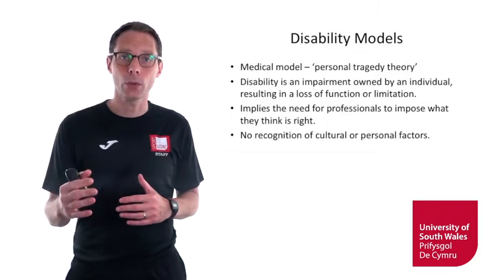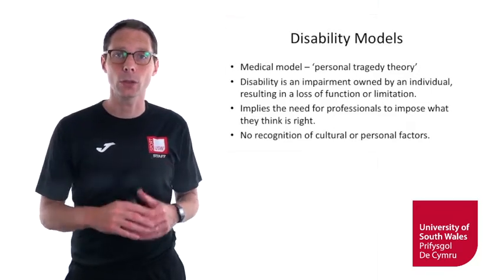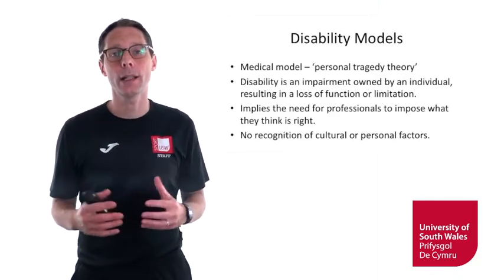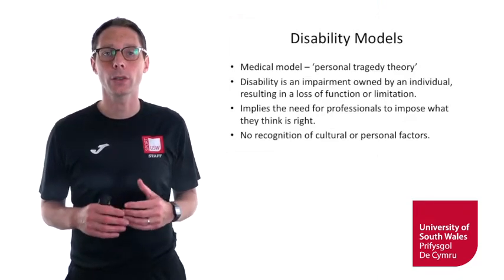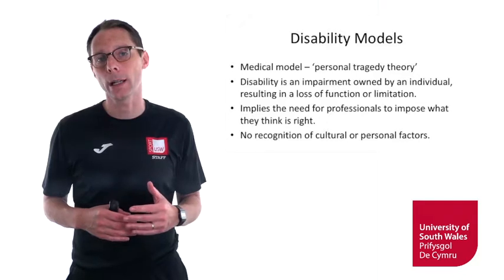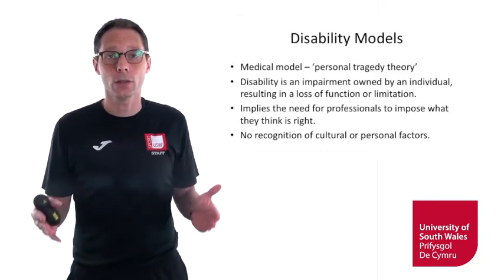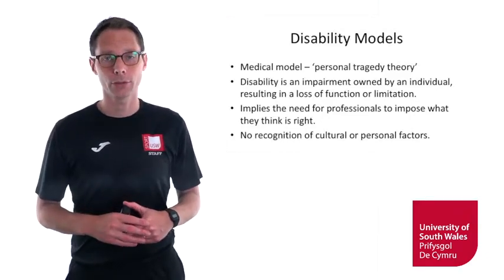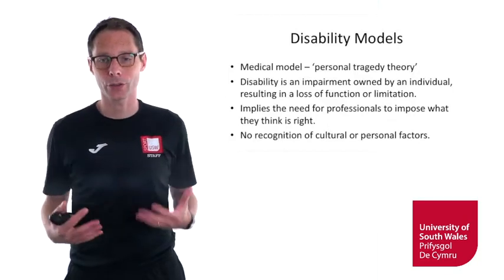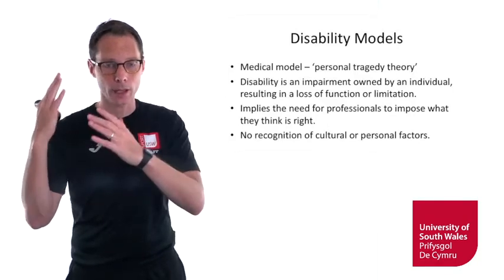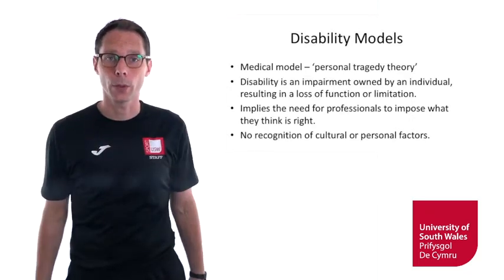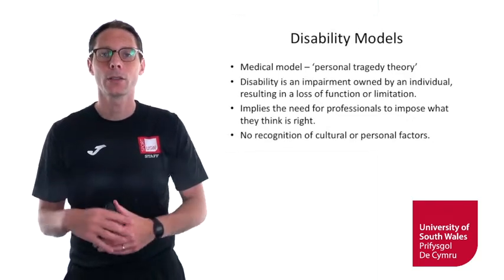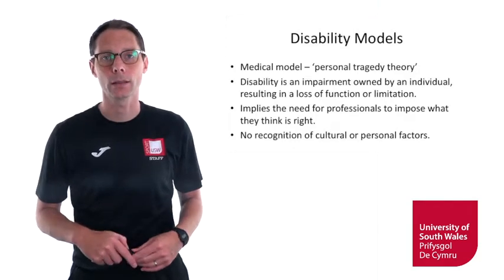Disability models to explore. Well, one is the medical model, so personal tragedy theory. This outlines that disability is an impairment owned by an individual and resulting in a loss of function or limitation. That could be physical or it could be mental. It implies the need for professionals to impose what they think is right. So it's a matter of, I've lost the function of my brain or a part of my body, then I've got to go to the doctors and they're going to fix me and make me better. So there is no recognition of cultural or personal factors.